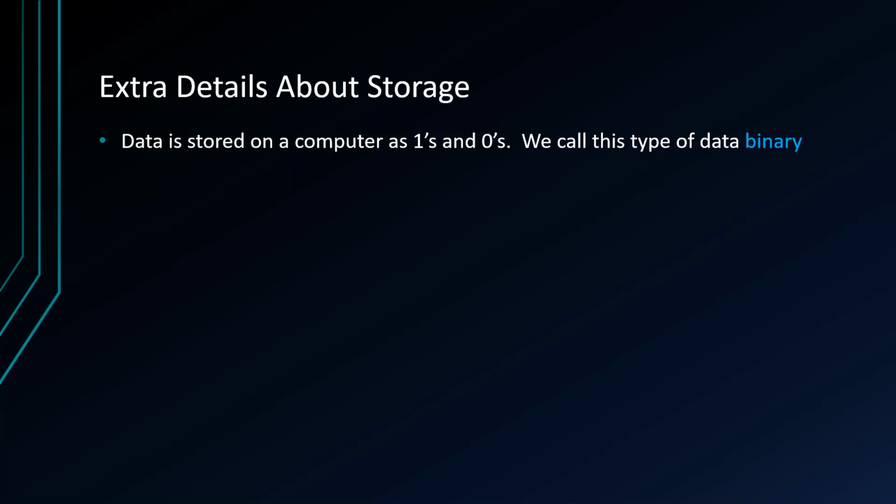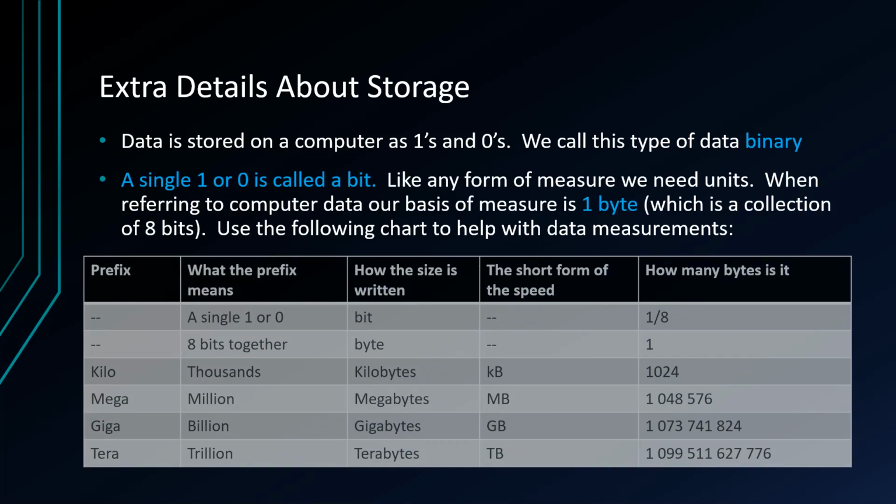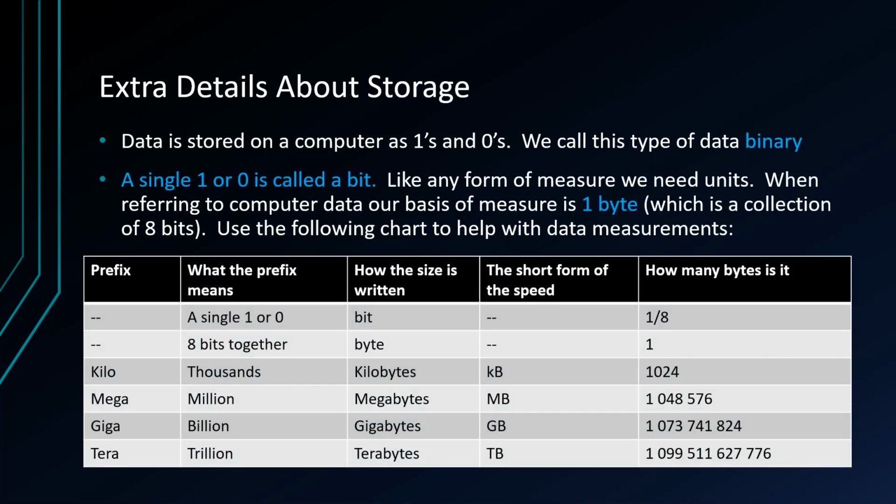So depending on what is the current active program, those ones and zeros, even though they're the same ones and zeros from before, will get interpreted differently. And that's really important in the big scheme of things. So data is stored on a computer as ones and zeros, binary data. Now, a single 1 or a 0 is called a bit. That is the smallest form of storage that exists, smallest form of data.